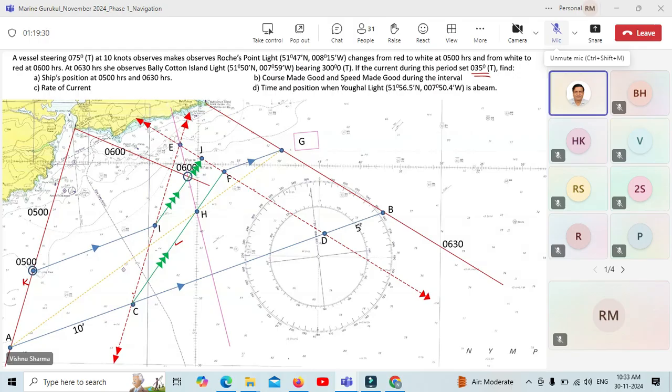Likewise, transfer the CTS through J to cut the third PL. And where it cuts the third PL, that is the 6:30 fix. Let me call it L. Okay.